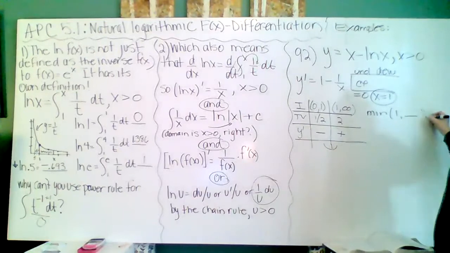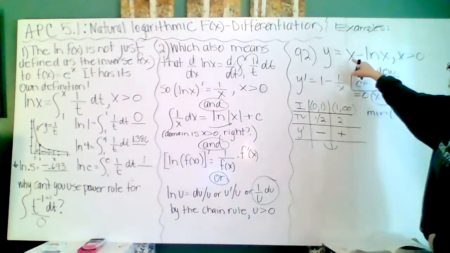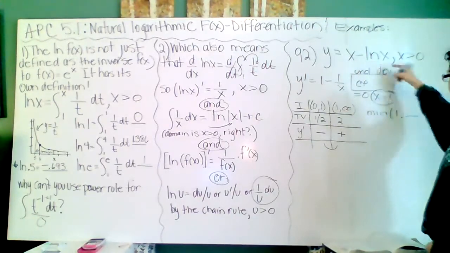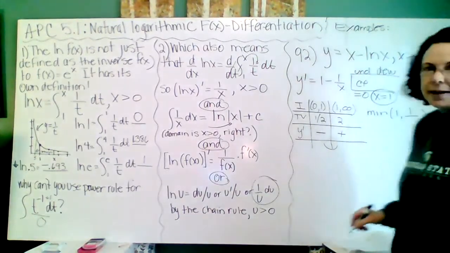At 1, let's put the 1 into the function. 1 minus the natural log of 1 is 0. 1 minus 0 is 1. So we found a minimum.